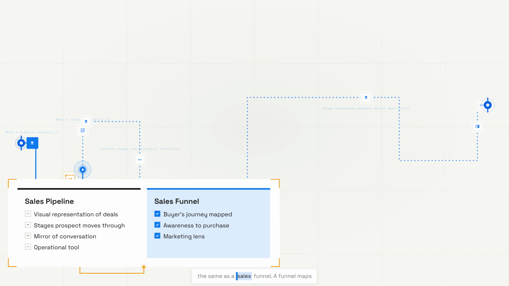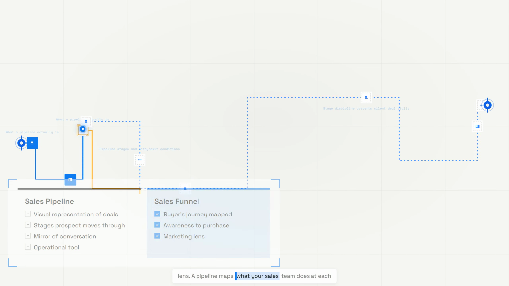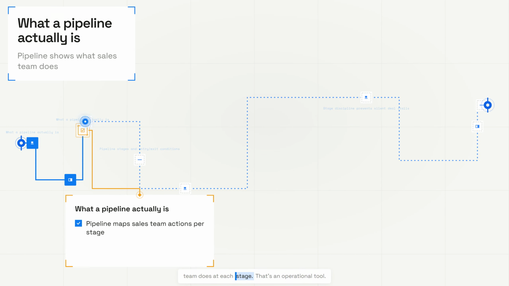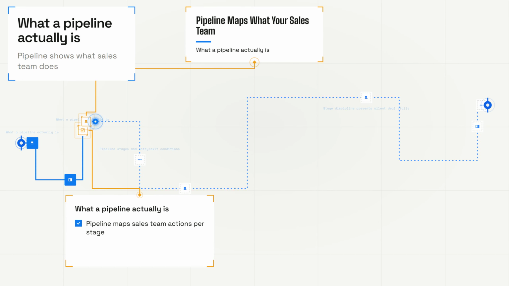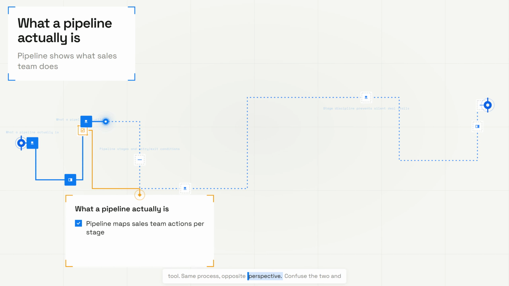It's not the same as a sales funnel. A funnel maps the buyer's journey from awareness to purchase. That's a marketing lens. A pipeline maps what your sales team does at each stage. That's an operational tool. Same process, opposite perspective. Confuse the two and you'll build the wrong thing for the wrong purpose.